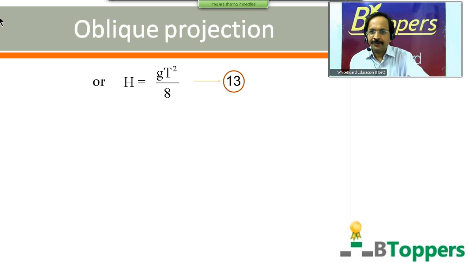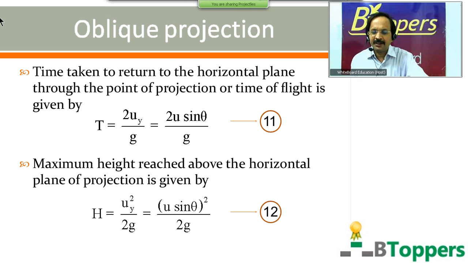The maximum height reached, in the previous class, I have shown you this formula. H equal to maximum height reached by the projectile above the horizontal plane of projection is given by (u sin theta) whole square by 2g. Up to here I have shown you in the earlier class, up to question number 12. I would like to continue the discussion. I would like to show you the notes for continuation.